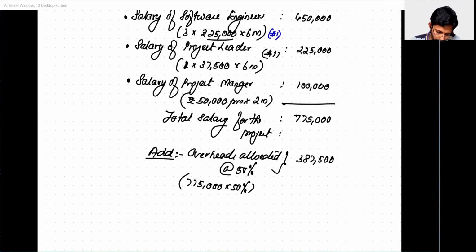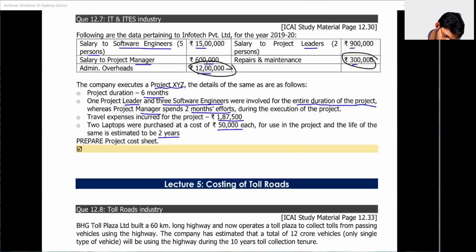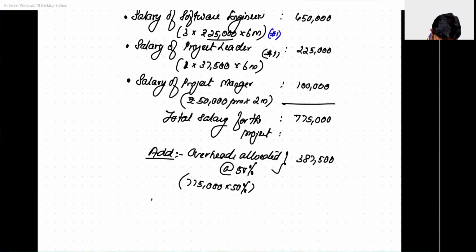Okay. So in addition to this, you have one more cost. What is that? You have to take the travel expenses. So add travel expenses. It is a direct cost for the project. What is travel expenses? It is 187,500.